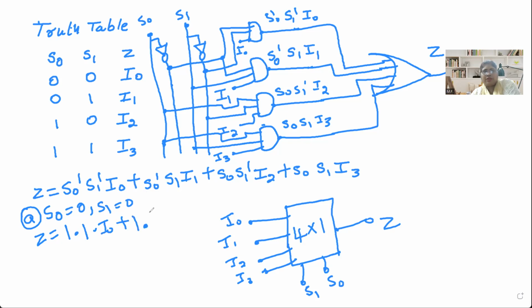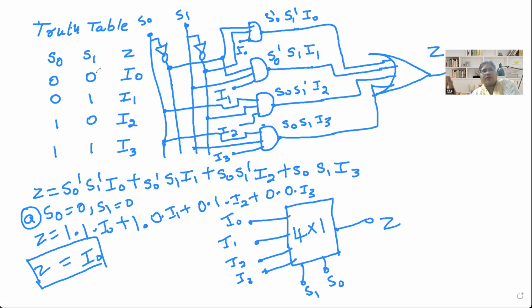The value of S1 is 0 into 1 plus the value of this S naught is 0. The value of S1 is 1. I2 plus value of S naught is 0, S1 is 0 and I3. So you can see this term becomes 0. This term is also 0, this term also becomes 0. The output is only I naught. So you can say by the selection of these select lines, the I naught can be transmitted. So with the help of selection of these select lines, I naught, I1, I2, I3 will be routed to the output.